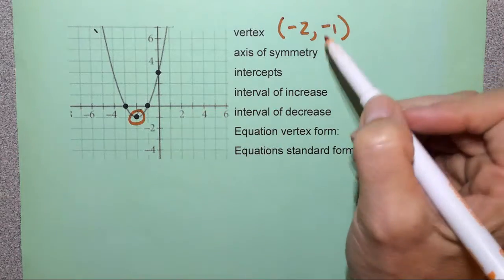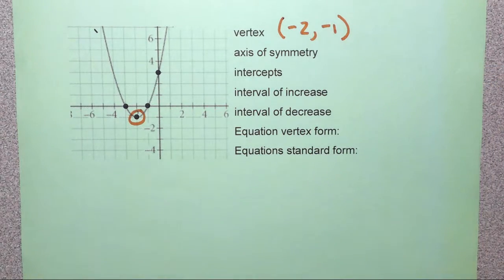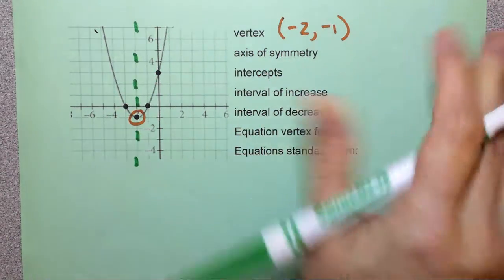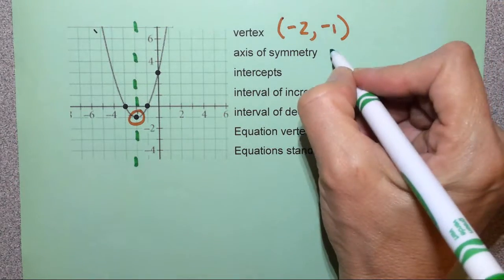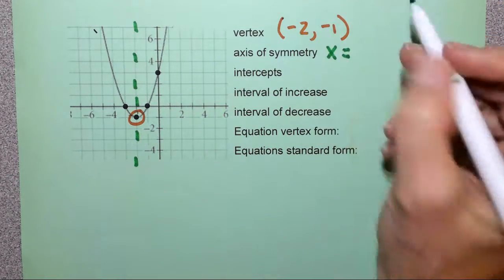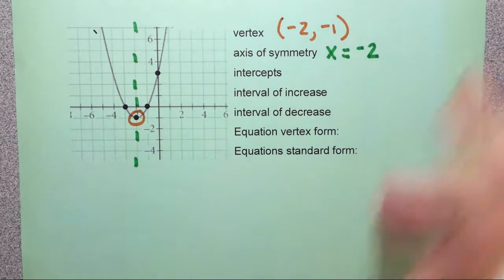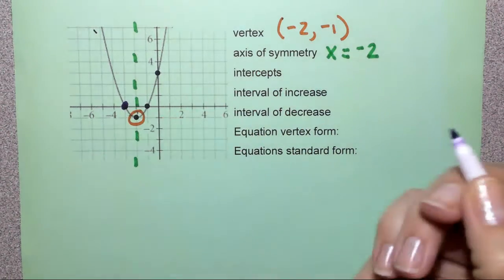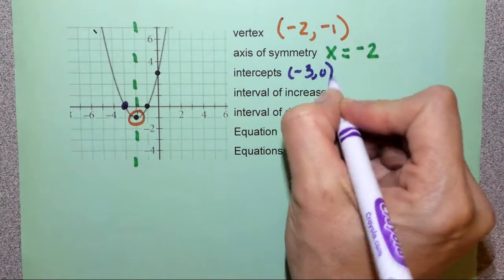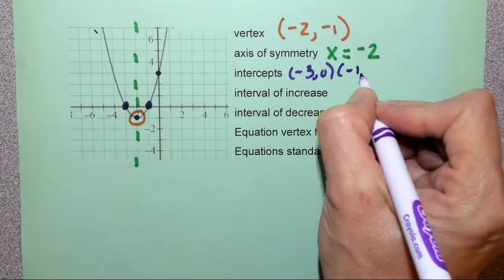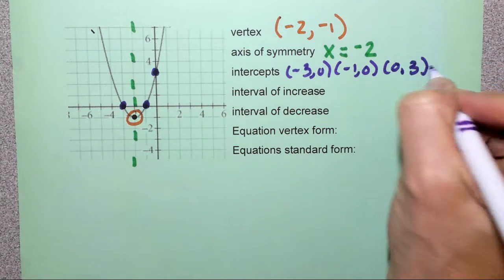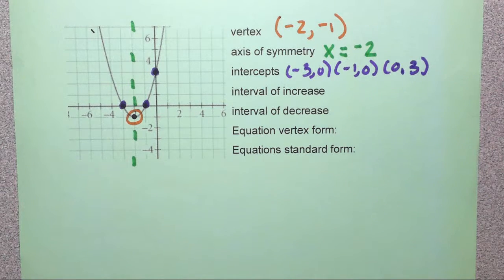When I ask you to write the axis of symmetry, the axis of symmetry is the vertical line that passes right through the vertex. Because it's the axis of symmetry and it's vertical, it's going to be x equals, and x at the vertex is -2. When they ask me for the intercepts of a picture, I simply go look at where it touches either axis. So it touches the x at -3, 0, at -1, 0, and then it also touches the y at 0, 3. So when I ask you for the intercepts, I want anywhere it touches the x or the y.